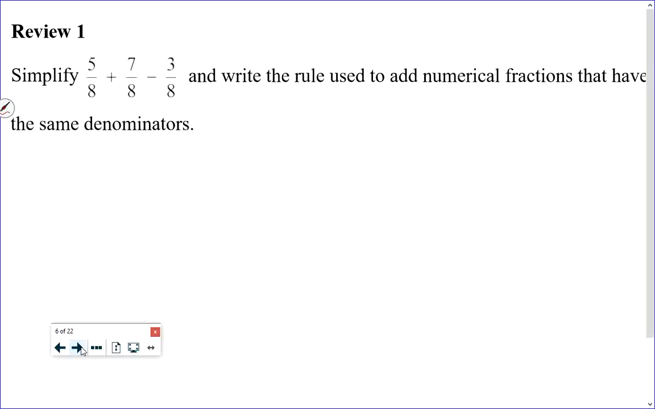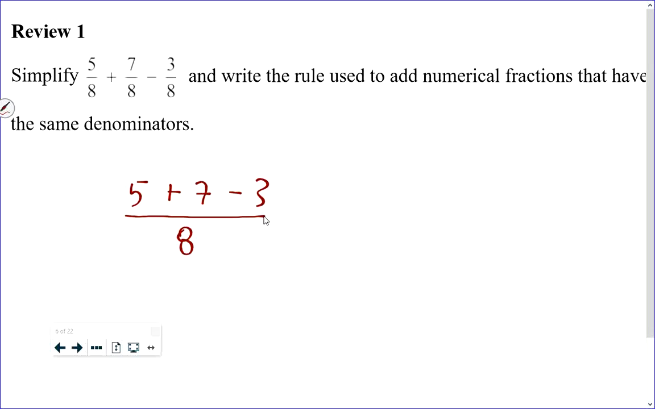So as a review, we're going to simplify 5 over 8 plus 7 over 8 minus 3 over 8 and remind ourselves of the rule we have for adding and subtracting fractions. Well, we have a common denominator, so what we are allowed to do, this is basically the rule. We are adding or subtracting the numerators and writing them all over the denominator. And if I ask students why we can do that, students don't seem to know.